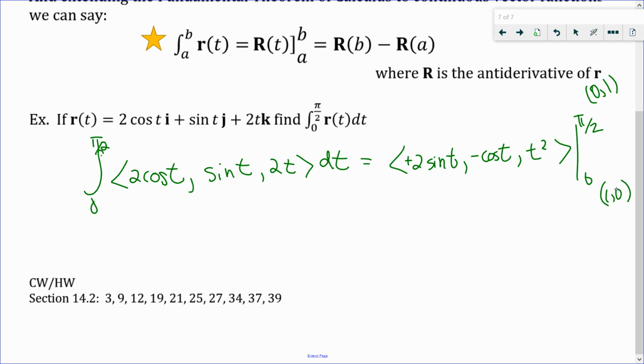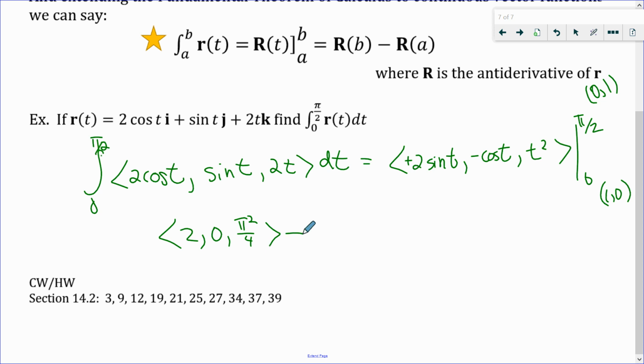All right, so let's plug in pi over 2. So we get a vector. The sine of pi over 2 is 1, so 2 times 1 will be 2. Negative cosine at pi over 2 is 0, so 0. And then I'm plugging in pi over 2, so pi over 2 squared, so I'll put pi squared over 4. Okay, good with that? So that's me plugging pi over 2 in for all those t's.